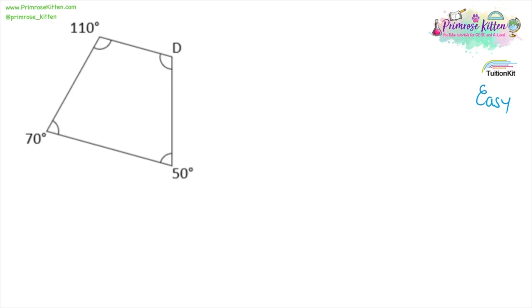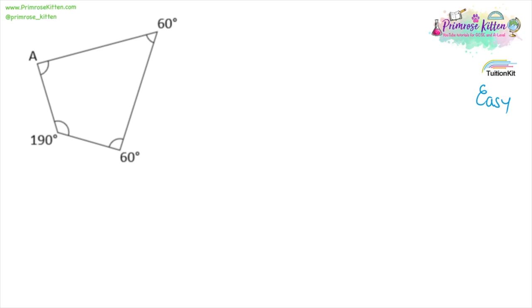So I'm going to do another one with subtraction. So 360 minus 110, 70, 50. And that is going to give us 130 degrees. Another one where I'm going to subtract here. So we have 360 minus 60 minus 190 minus 60. And that is going to give us 50 degrees as our leftover angle.